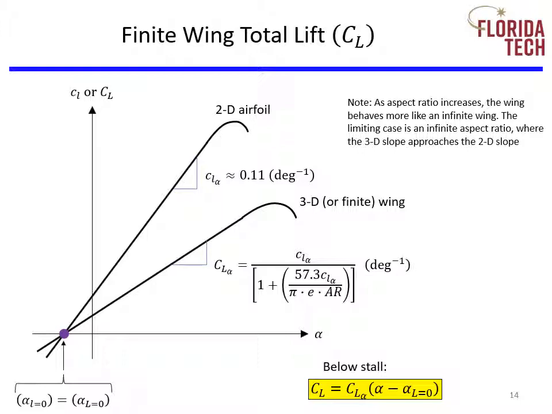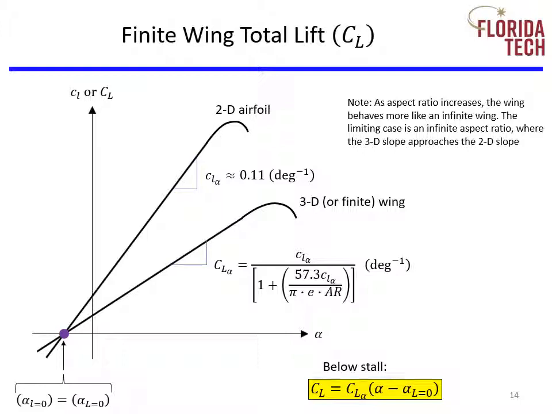CL alpha is the 2D airfoil lift curve slope, E is the spanwise efficiency factor, and aspect ratio is AR. The units of this equation are inverse degrees. The 57.3 is a degrees to radians conversion. Note what this equation says. Again, as aspect ratio increases, the wing behaves more like an infinite wing. The limiting case is an infinite aspect ratio, where the 3D slope approaches the 2D slope.